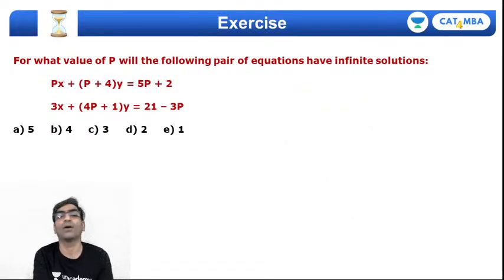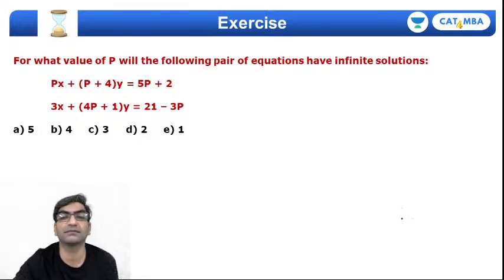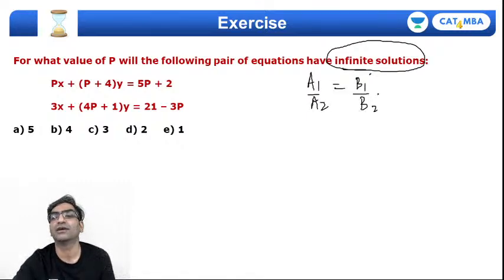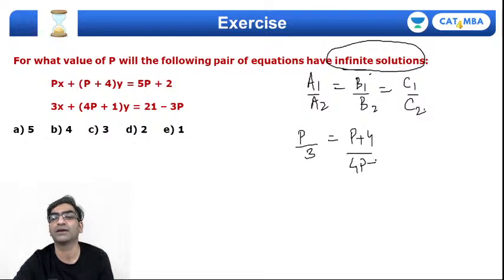Okay, here's one more. Right? Now, in this problem, the question says, for what value of p will the equations have infinite solutions? Condition yaad hai? A1 by A2 equals B1 by B2 equals C1 by C2. Right? All three ratios must be equal. Let's substitute the coefficients here. P upon 3 should be equal to P plus 4 upon 4P plus 1, in turn should be equal to 5P plus 2 upon 21 minus 3P.